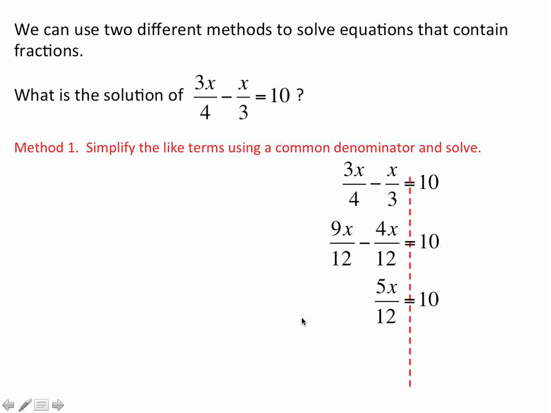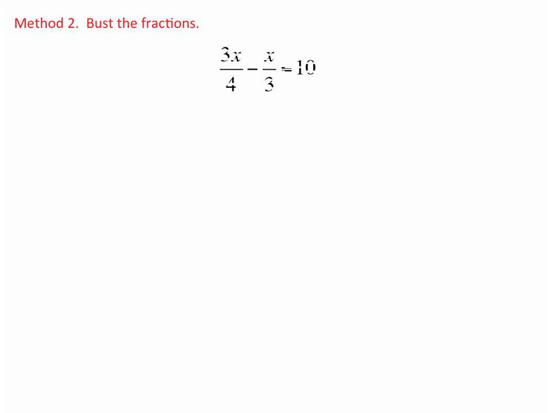Get rid of this 12 by multiplying both sides by the 12. And 5x is 120. Divide by 5. And now x is 24. Okay? So depending on how comfortable you are with fractions, maybe that's something you'd like. What I would normally do would be to bust out those fractions as fast as I can.